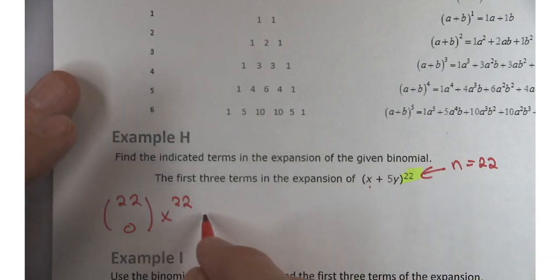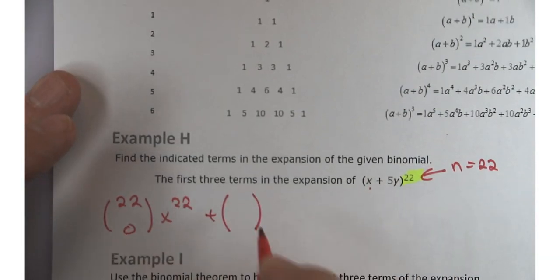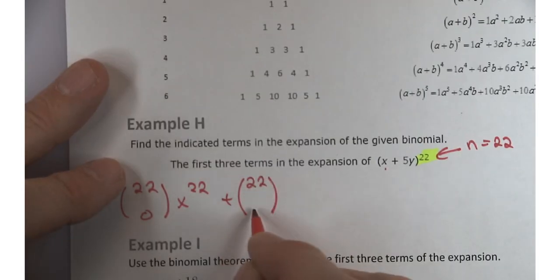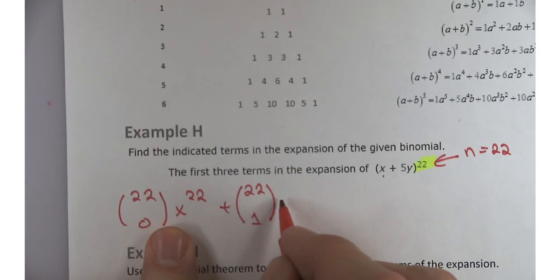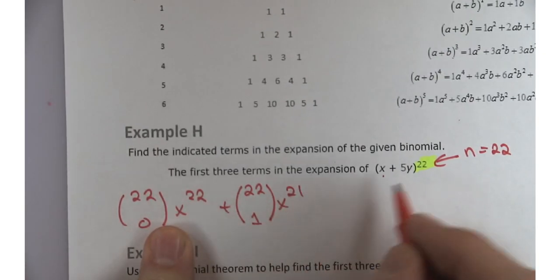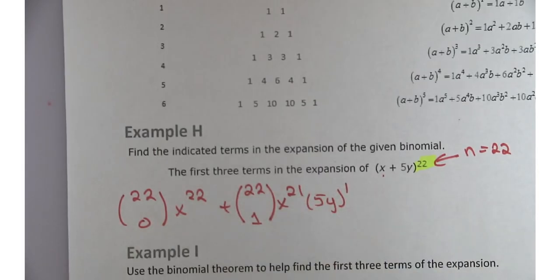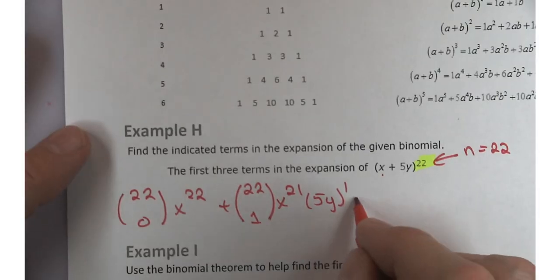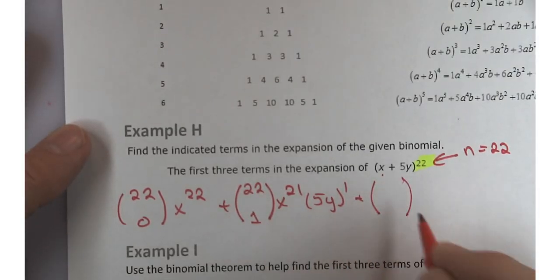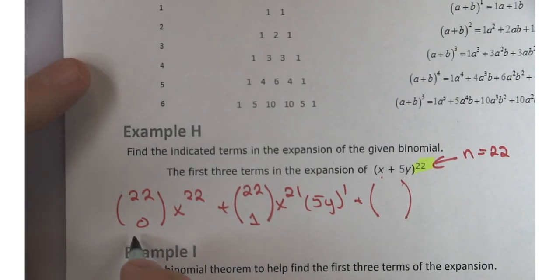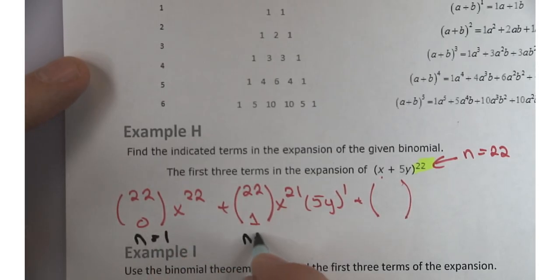So let's just go to the next term. Now for the next term, this number in the denominator part, or what kind of feels like the denominator, is going to increase. So we're going to get 22 choose 1. And now it's going to be x to the 21st power, but 5y to the first power. And finally, I want to do one last one because I wanted the first 3 terms, right? So here's your first term, here's your second term, here's your third term.